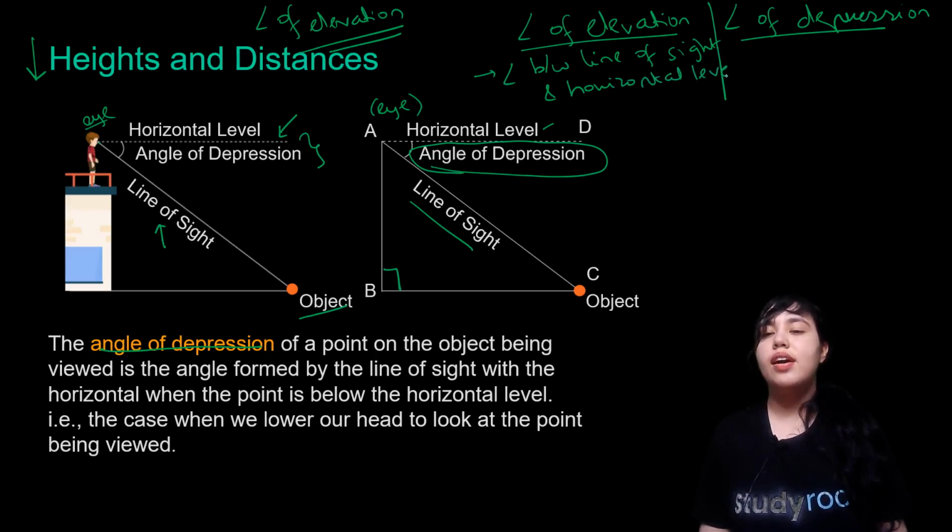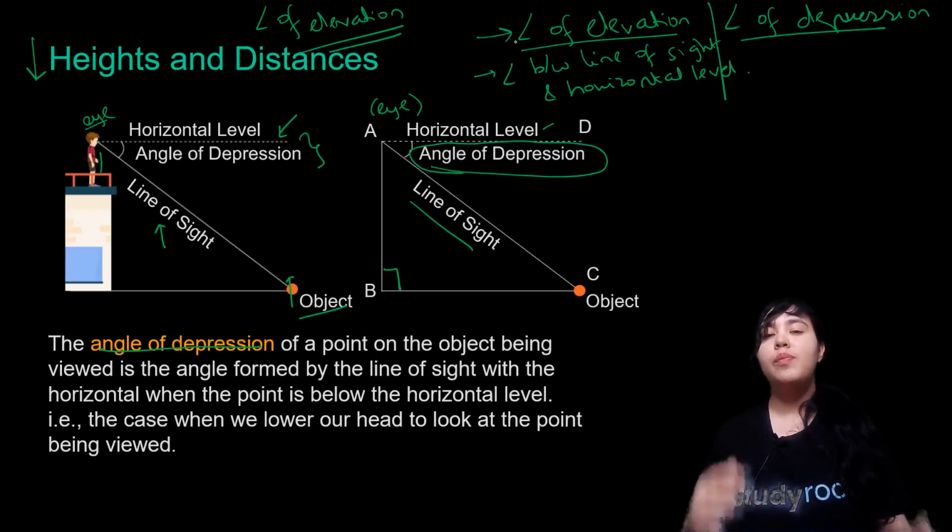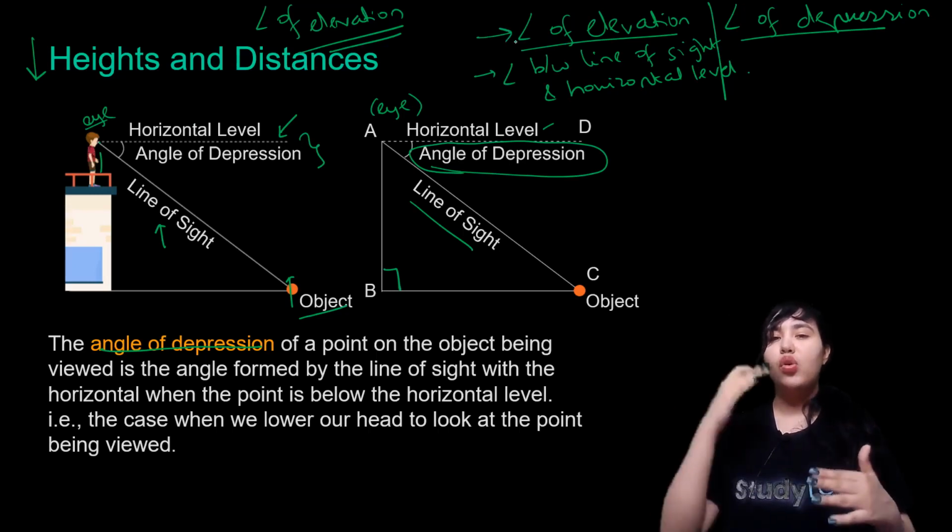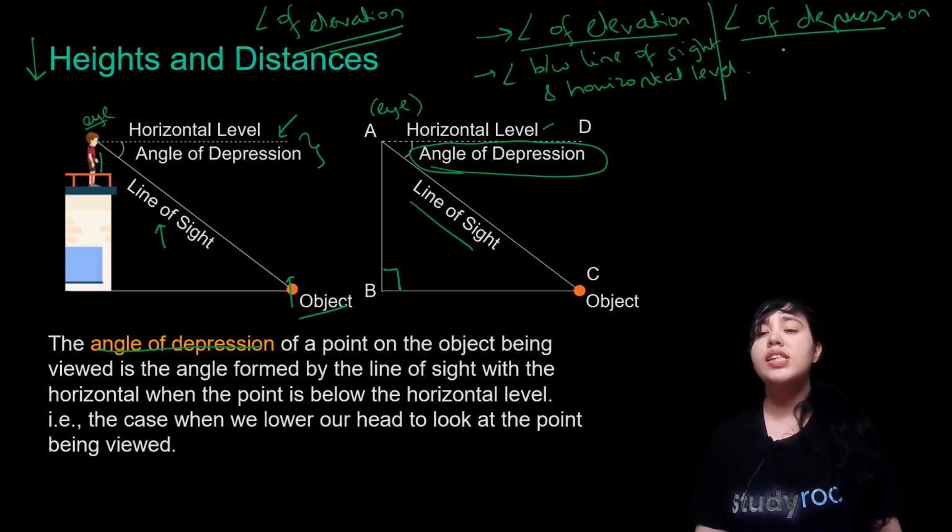Now, the line of sight is the same basically. If you stand over here or if you stand over here and this is your object, the line of sight will be the same, but the horizontal level is where the difference creeps in. Here the horizontal level in case of angle of elevation is at a height lower than that of the object, but here it is above it.